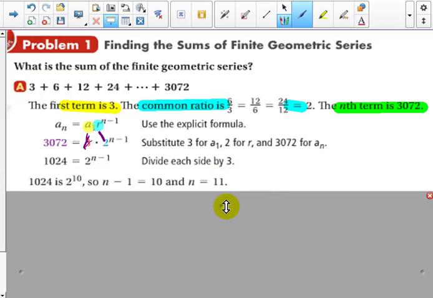So if 1,024 is 2 to the 10th power, so n minus 1 is equal to 10, and n is equal to 11.